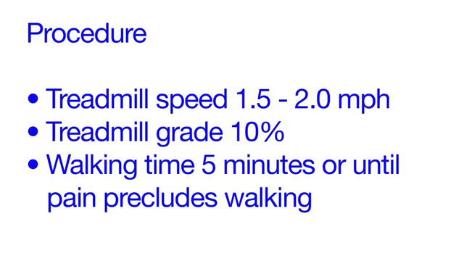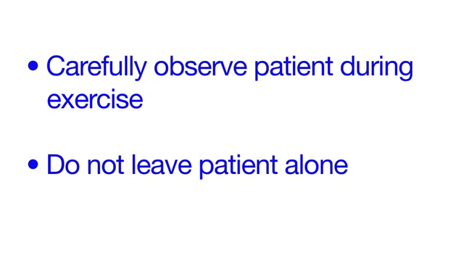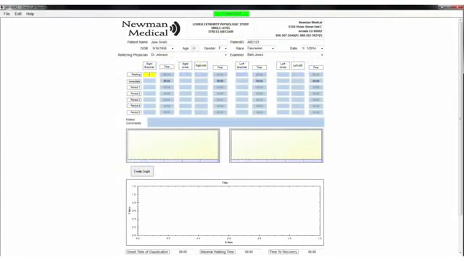Standard walking time is 5 minutes or until pain or other factors, such as angina, shortness of breath, or fatigue, limit further walking. Carefully observe the patient for distress during exercise. Do not leave the patient alone in the room. The system will keep track of times for you, but you can enter a different time if needed.